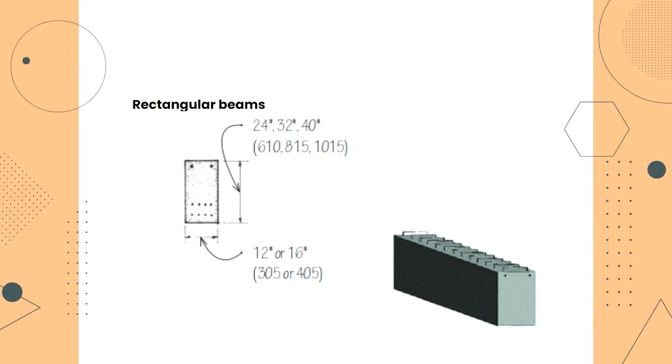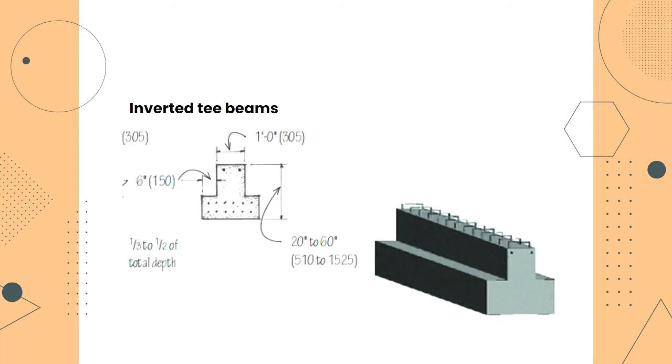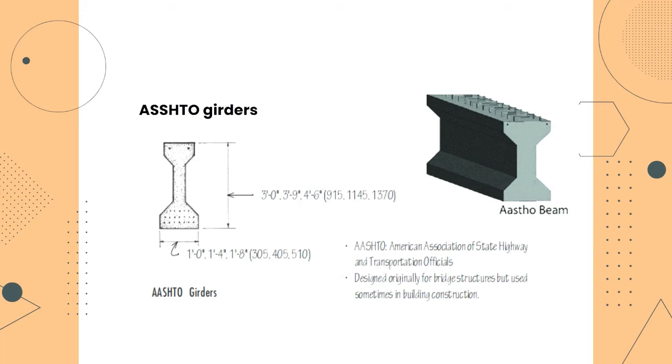And then we have the rectangular beams with a span range from 4.5 to 22 meters. Also the same span range applies to the L-shaped beams and inverted T-beams. And we also have AASHTO girders. AASHTO stands for American Association of State Highway and Transportation Officials. The girders were originally designed for bridge structures, but are sometimes used in building construction.